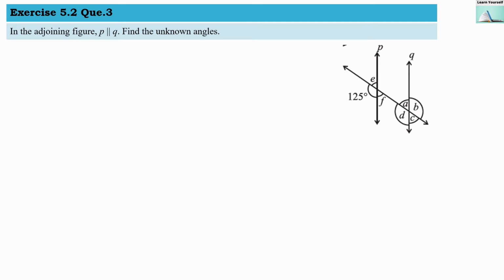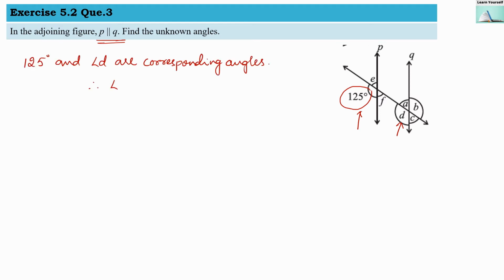Exercise 5.2, question number 3. In the adjoining figure, line P is parallel to line Q. Find the unknown angles. Here one of the angles' measure is given, that is 125 degrees. We have to find out all the other angles. Now as you can see here, angle 125 degrees and angle D are corresponding angles. So the measures of these angles will be the same. Because of that, angle D's measure will be 125 degrees.